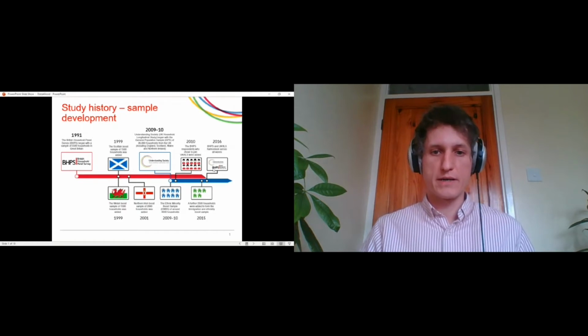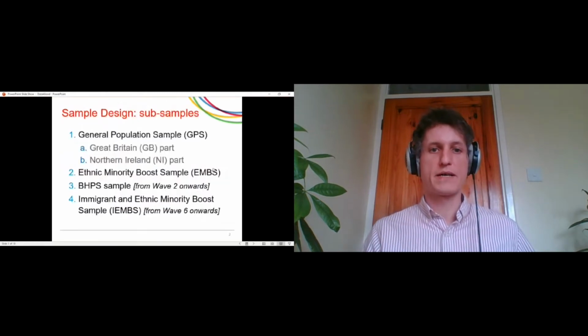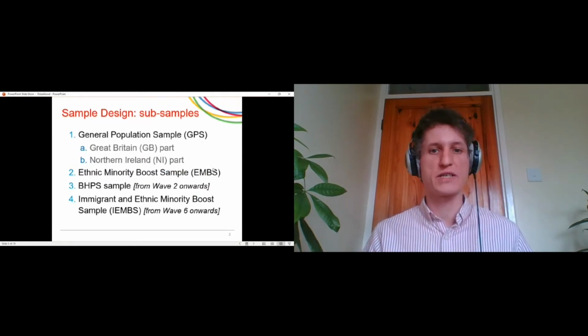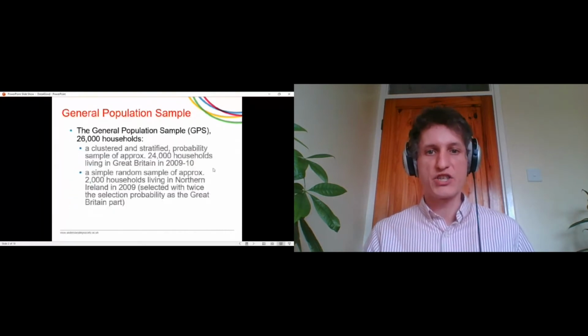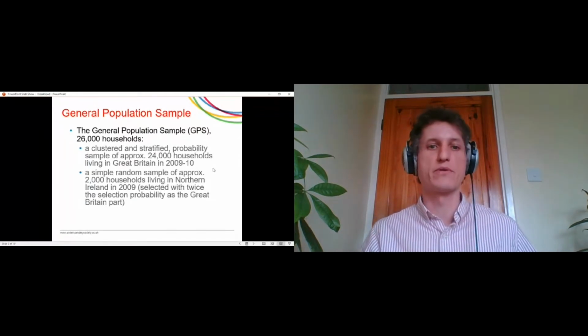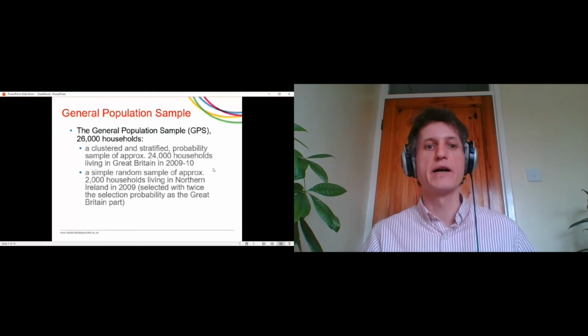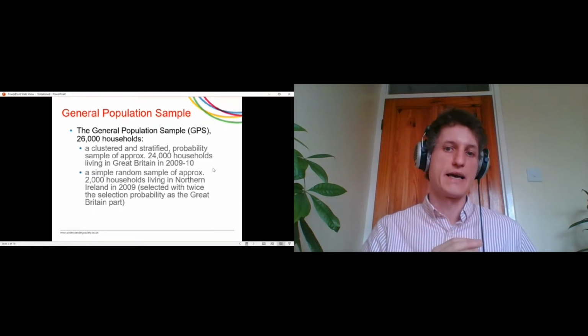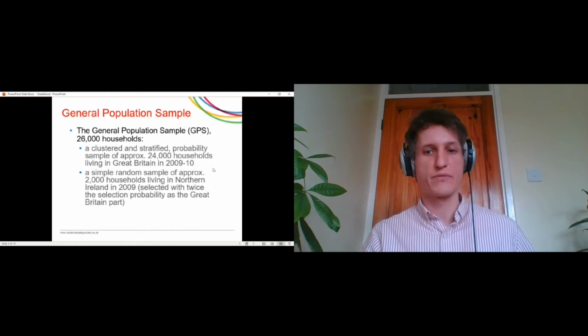So the sample of Understanding Society is actually a set of subsamples. So we have the general population sample, the ethnic minority boost sample, the British Household Panel Survey sample, which is available from wave 2 onwards, and the immigrant and ethnic minority boost sample. The general population sample, that's the most important, in a way, the core sample of our study, because it's the most numerous. So there are 26,000 households. There is a Great Britain part, which is clustered and stratified, and there is a Northern Ireland part, which is a simple random sample.